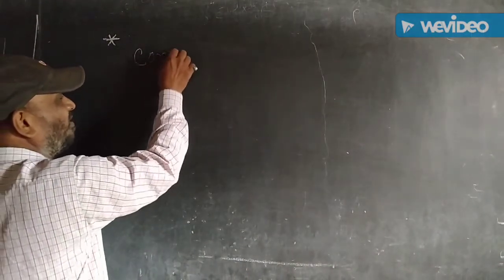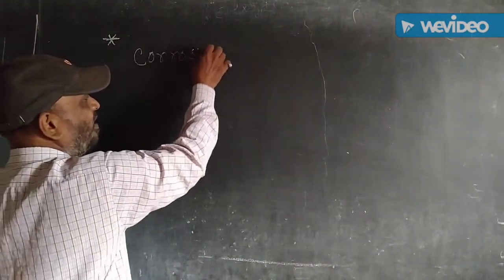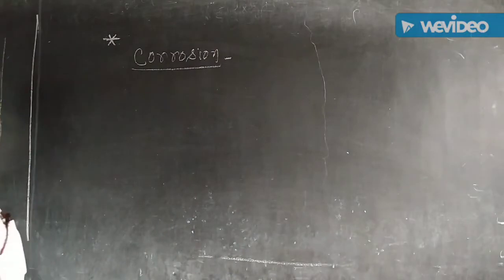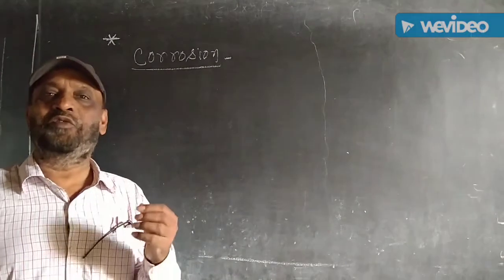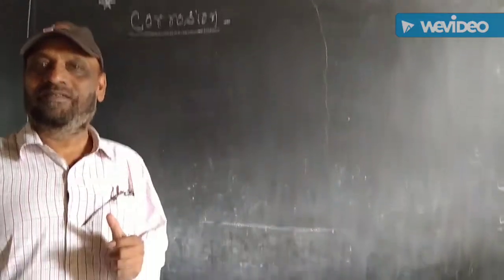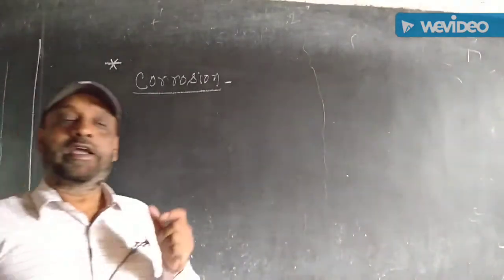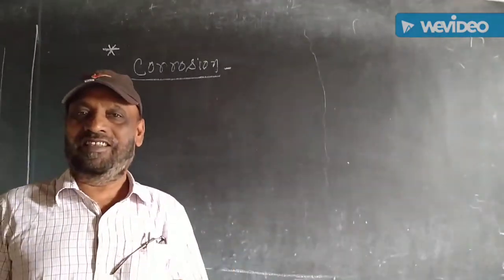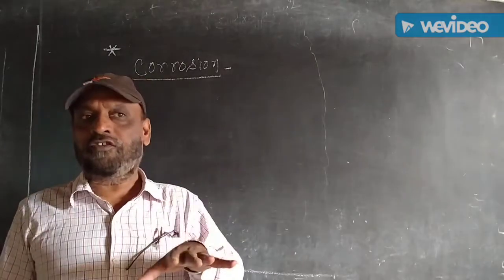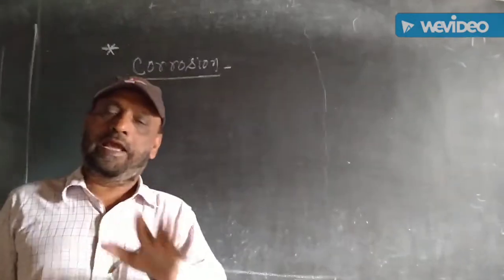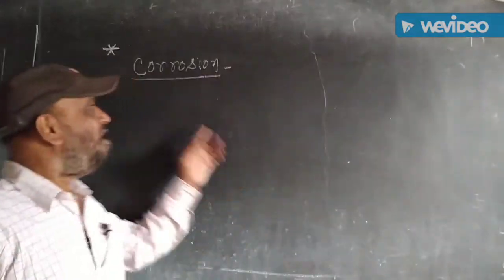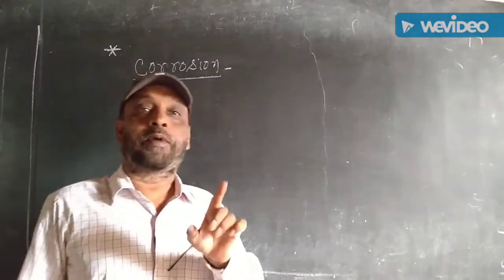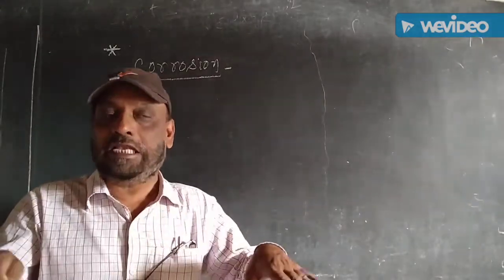Corrosion. It is an English term. In geography, a term taught is erosion. What is the meaning of erosion? The process of cutting off the upper layer of soil is called erosion. Similarly, the process of cutting off the upper layer of metal is called corrosion. What is corrosion? The process of cutting off the upper layer of metal.